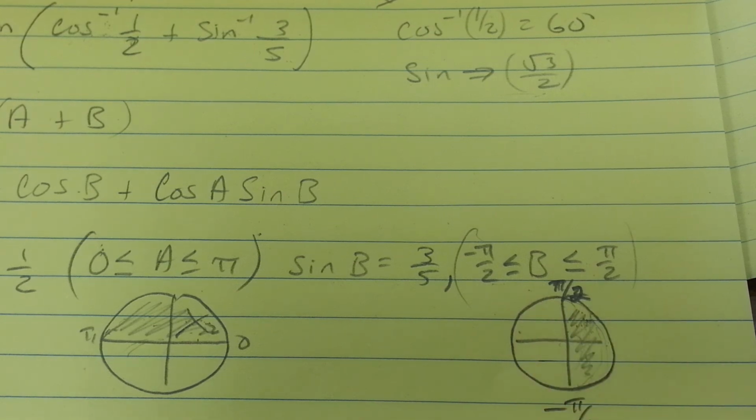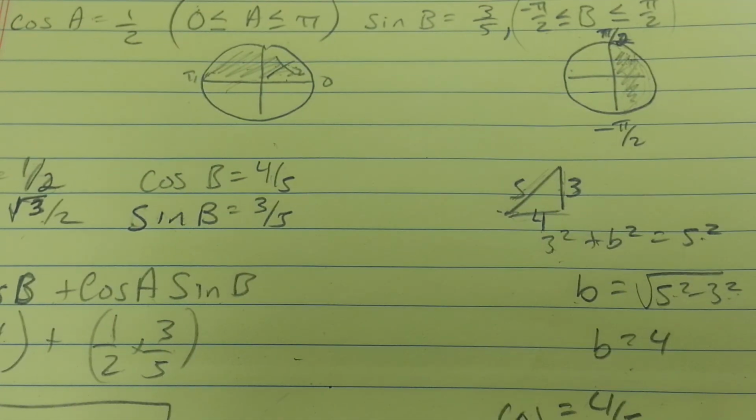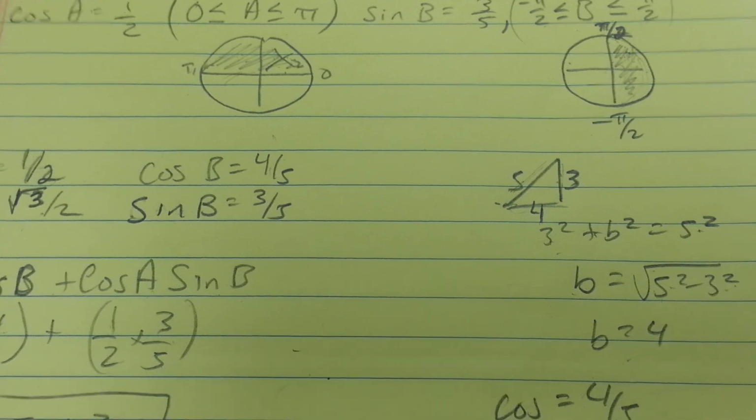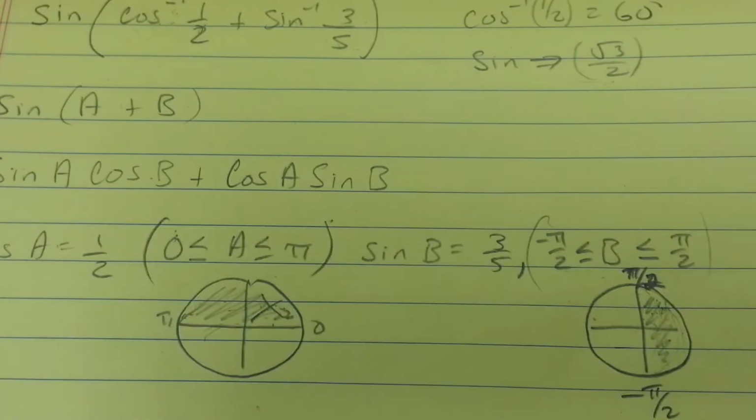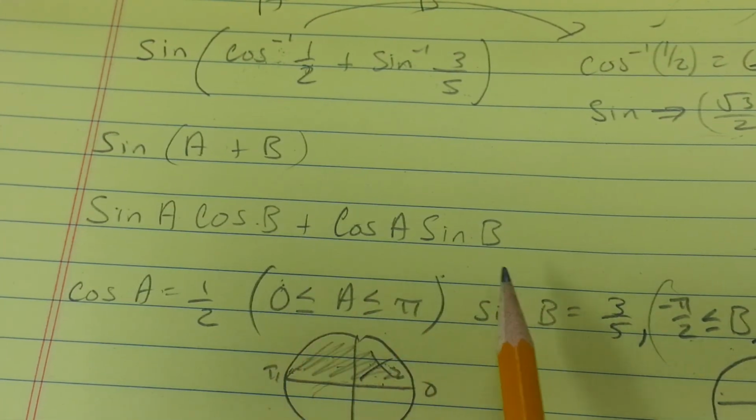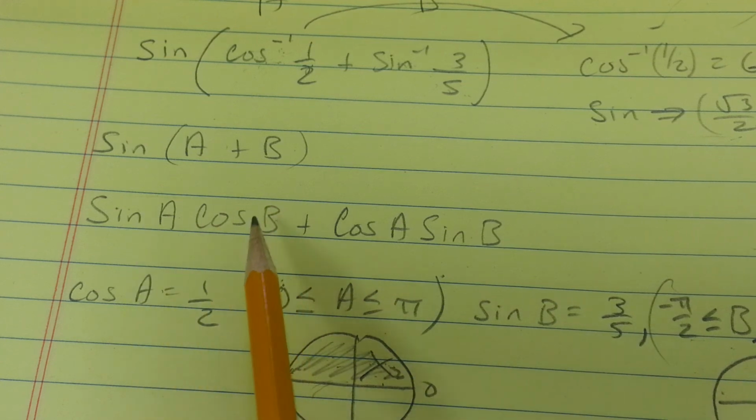Okay? All right, that's it. That's how we got these answers, okay? Pythagorean theorem and SOHCAHTOA, basically, okay? And just combining formulas. You know, we figured out sine and cosine for A and B.